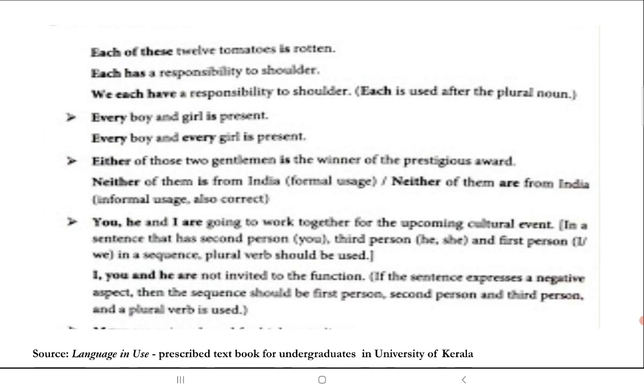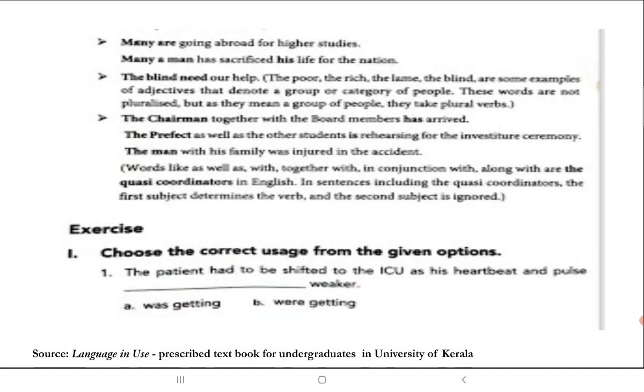I, you and he are not invited to the function. If the sentence expresses a negative aspect, then the sequence should be first person, second person and third person, and a plural verb is used. That is how it is being explained in the text.